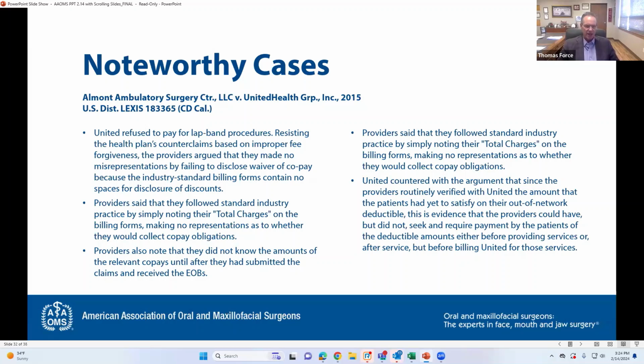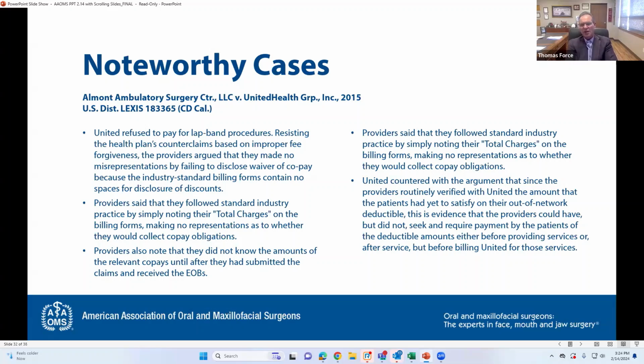But anyhow, the provider said that they followed standard industry practices by simply noting their total charges on the billing forms, making no representations one way or the other that they would collect copay obligations. Providers also noted that they did not know the amounts of relevant copays until they had submitted the claims and received the EOBs, which really is true. But like United points out, aren't you doing a verification of benefits? When you do a verification of benefits, aren't you checking what the deductibles are, how much has been satisfied, what the out-of-pocket max is, and what the coinsurance is? So the provider was being a little disingenuous here.